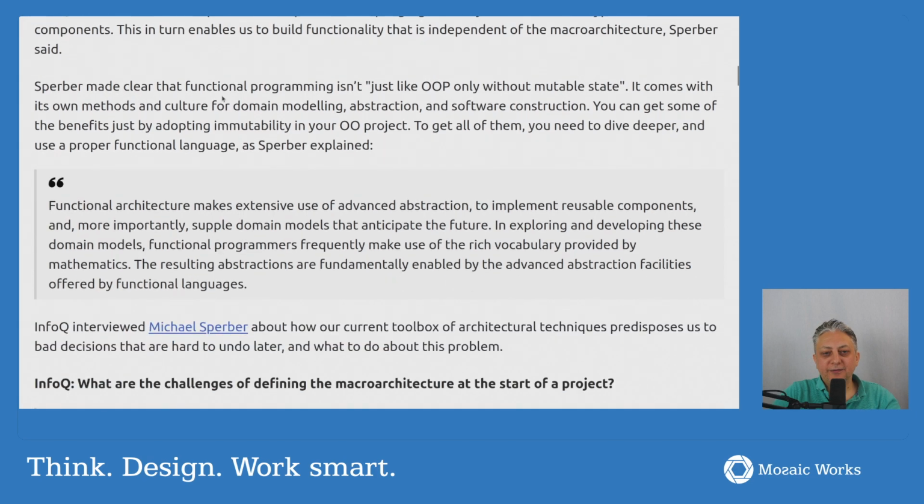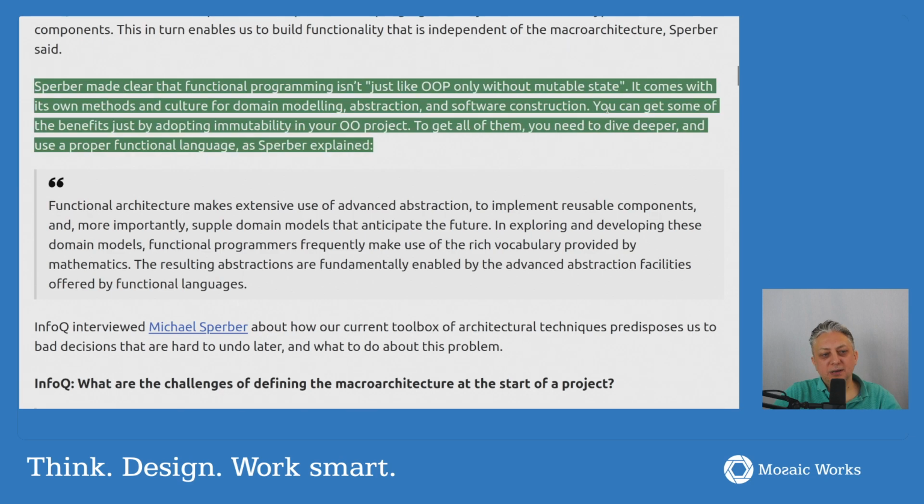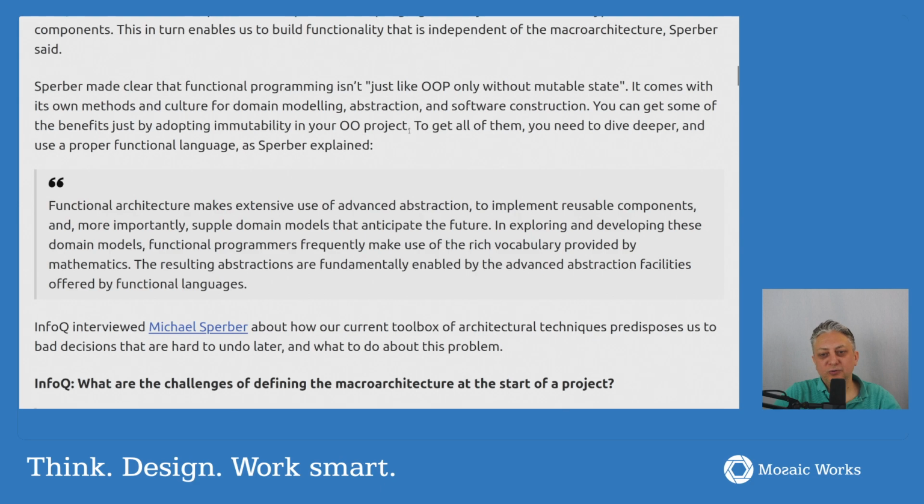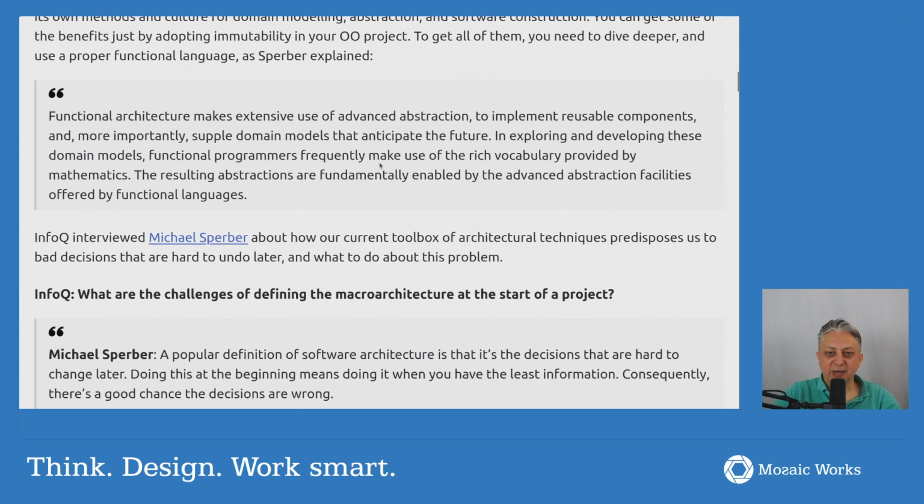Sperber made clear that functional programming isn't just like OP only with mutable state. It comes with its own methods and culture, from domain modeling, abstraction, and software construction. Yeah, that's correct. You still get some benefits from using pure functions, a lot of benefits actually, but so pure functions would be immutable and context-free, but you can get some of the benefits just by adopting immutability in your whole project. To get all of them, you need to dive deeper and use a proper functional language, as Sperber explained.